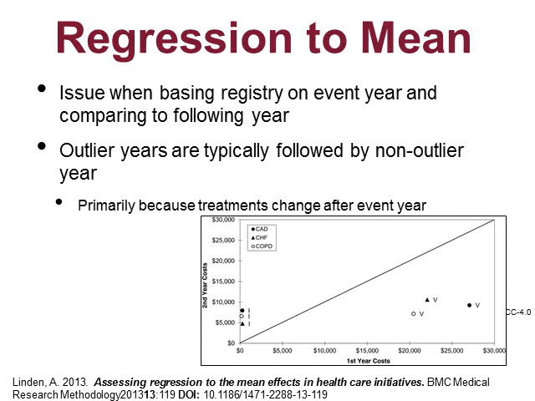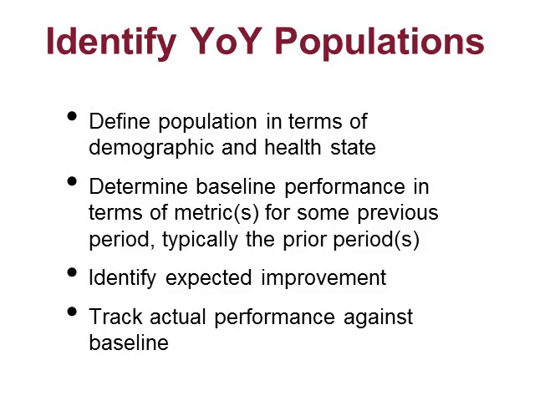You can find all kinds of papers and additional literature on regression to the mean if you're interested in learning more about it, even from a mathematical standpoint. But just understanding the concept that outlier years are typically followed by non-outlier years for statistical reasons and for medical reasons, then you'll be good to go.